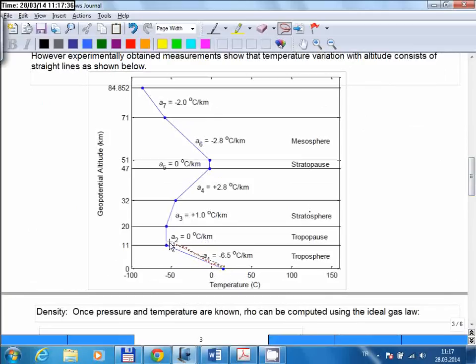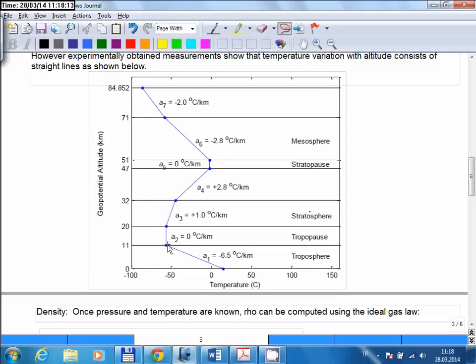And then between 11 kilometers and 20 kilometers, it approximately stays constant. The air temperature doesn't change in this level. After that, from 20 kilometers to 32 kilometers, there's a slight increase. And then in this area, the increase is faster. And then there's another level where the air temperature stays constant again, and then it starts decreasing again. So there is such a temperature variation.